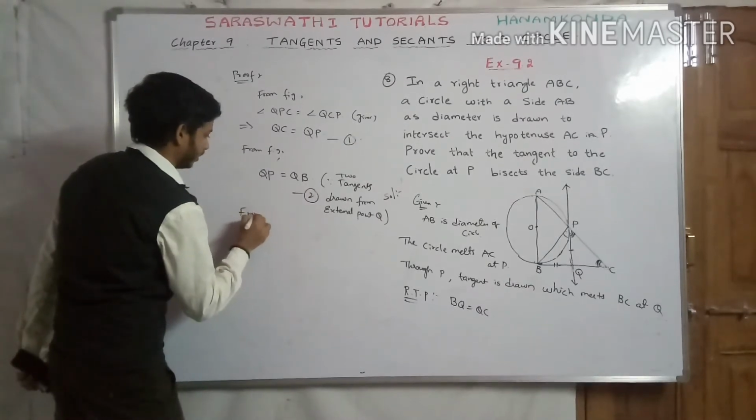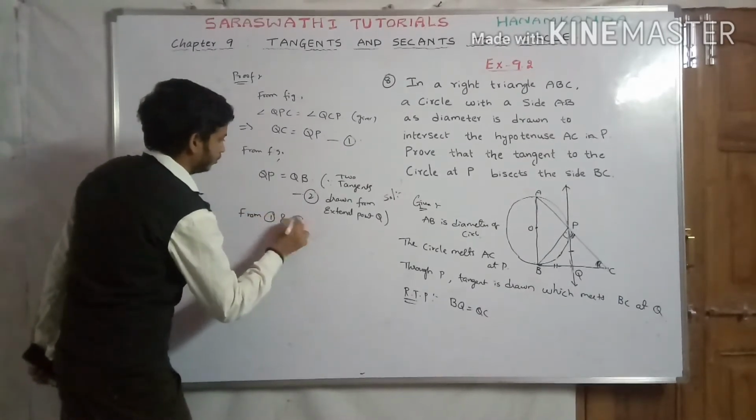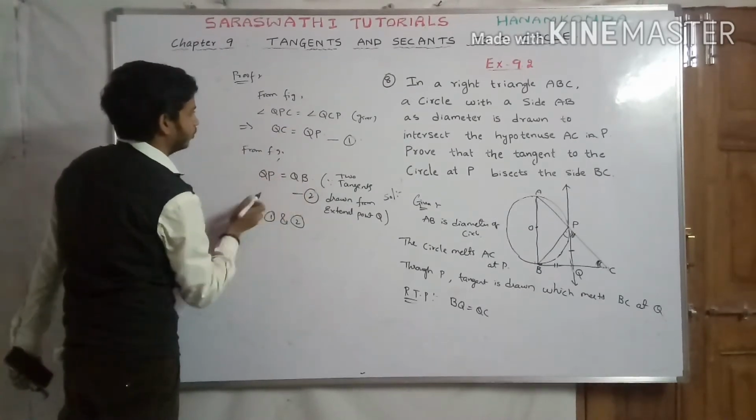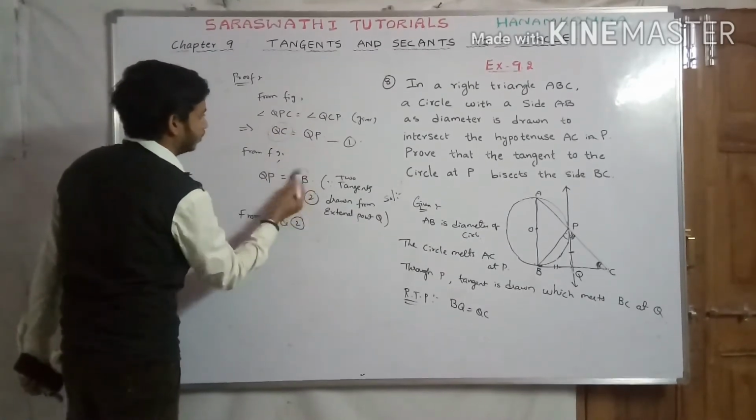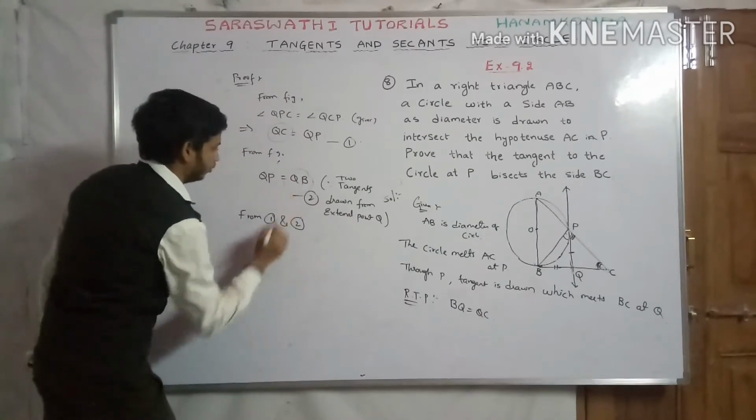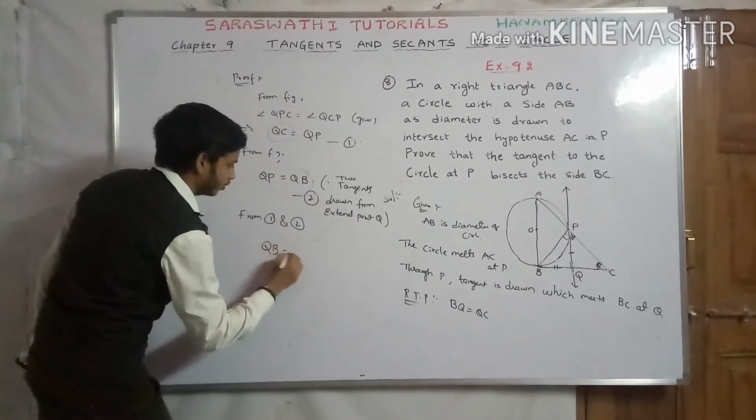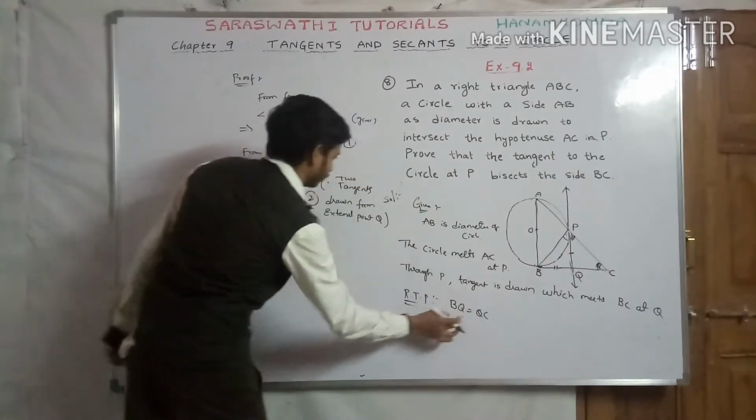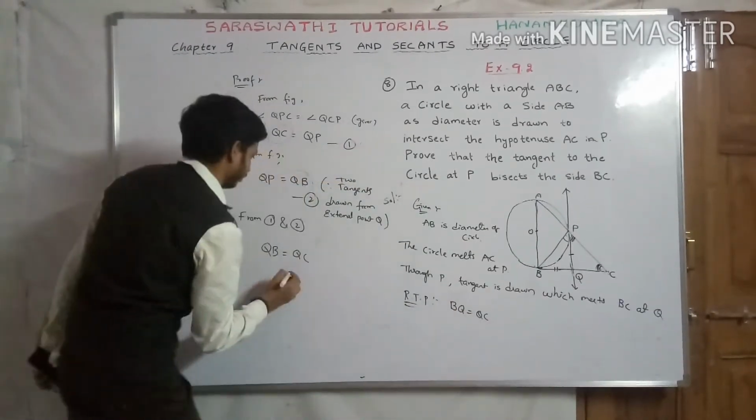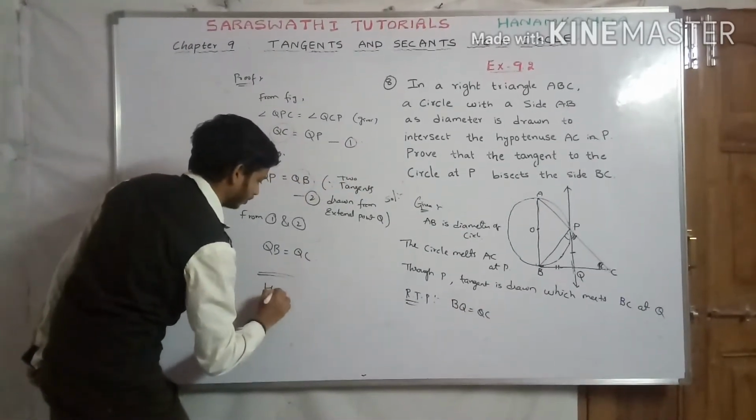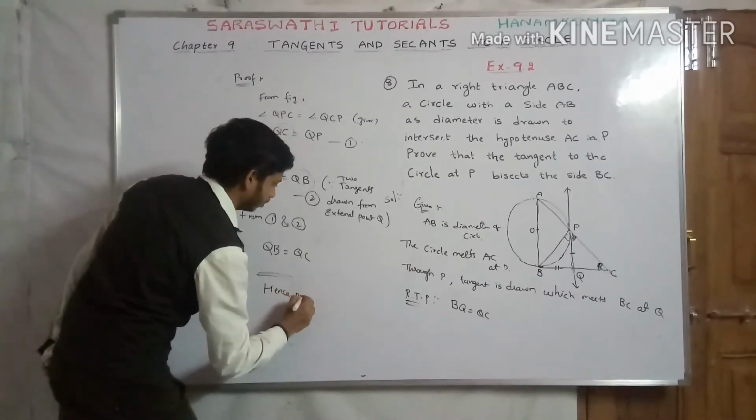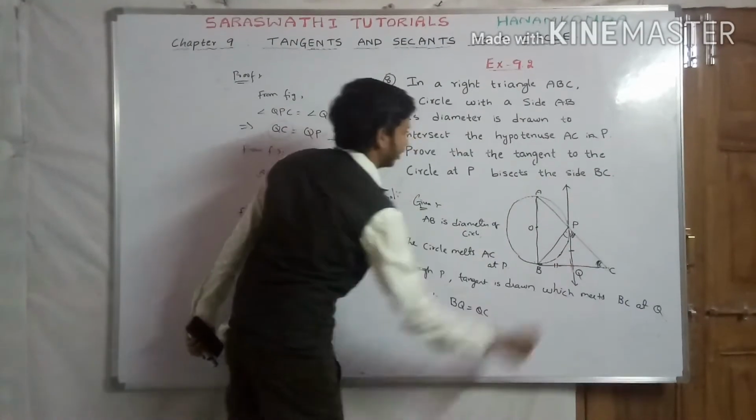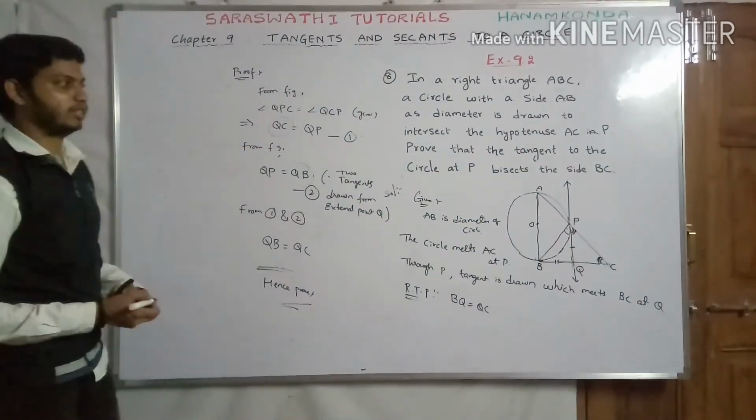So from first and second: from the first equation QP equal to QC, from the second equation QP equal to QB. So from 1 and 2 we get QB equal to QC. So BQ equal to QC. This is the required proof, hence proved. We proved that the tangent to the circle at P bisects the side BC. So this is the answer. We shall discuss the next question.